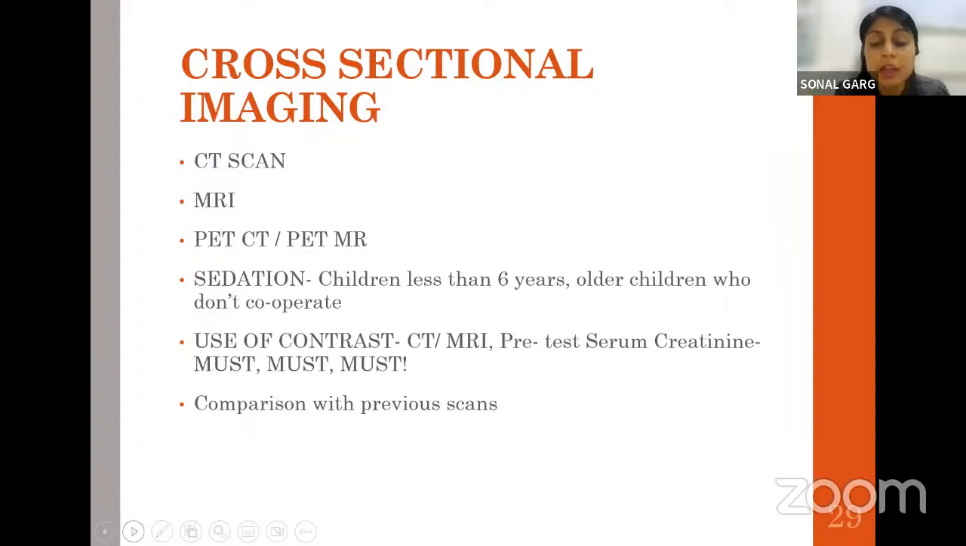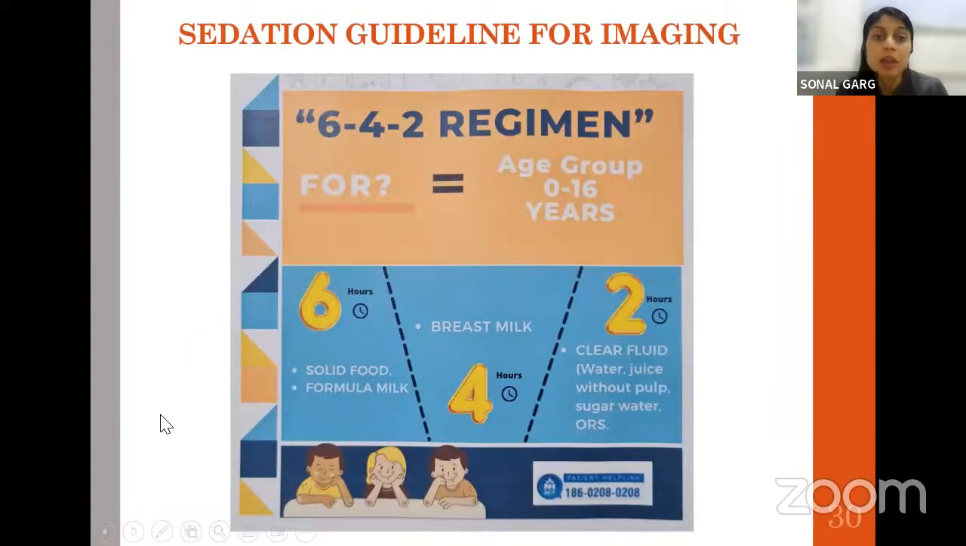Then if you think that we will be needing to use contrast, like in CT or MRI, we must do a serum creatinine. So here is where I would like to again request clinicians that when the child is being subjected to a blood test and you think he will need imaging which needs creatinine, if it can be added so that the child doesn't need to get another prick. And of course, I cannot emphasize enough the comparison with previous scans. So children must be taught the importance of holding on to their scans and their medical data for a few years before discarding.